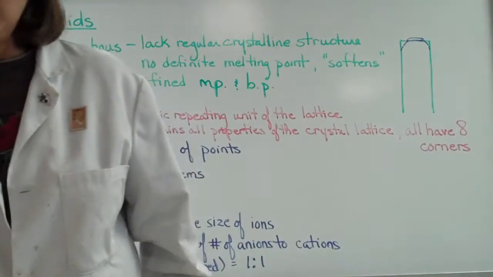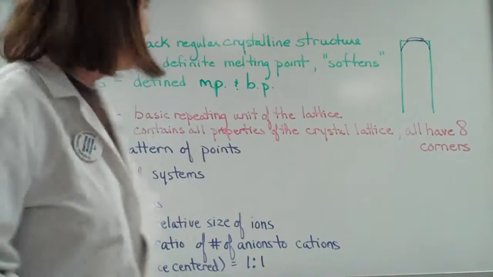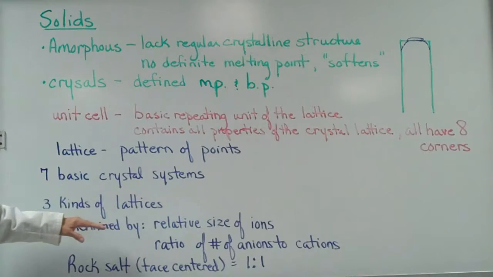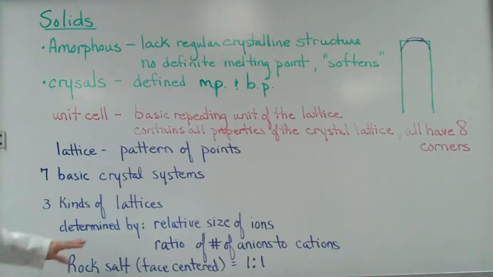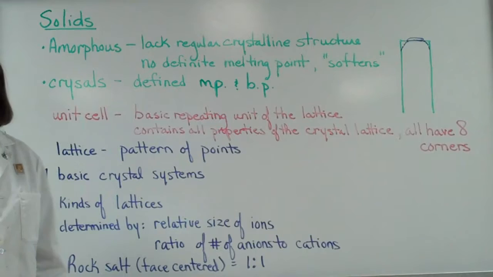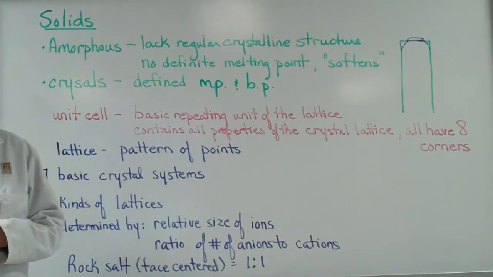What is going to determine what unit cell is going to be formed? Let's take a look. In your book you see the 7 basic crystal systems like cubic or tetragonal or rhombohedral. You see the 3 kinds of lattices like simple or primitive, body-centered, face-centered. But what crystal is going to form is going to be determined primarily by 2 things: the relative size of the ions and the ratio of cations to anions.